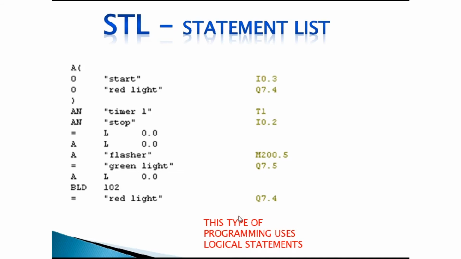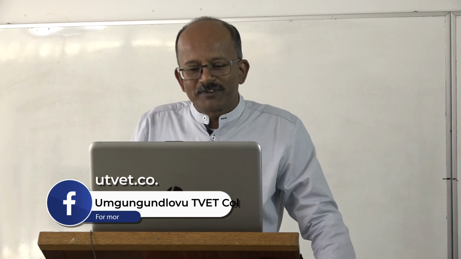The second type of programming language is statement list, or STL. Now, this is a programming language written in statements, or logical statements, in a logical sequence from top to bottom. Most people find this the most difficult, but however, there are programmers who find this the easiest.